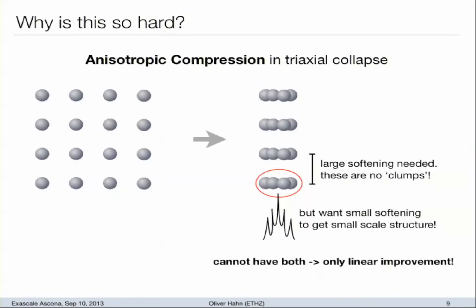Right? So the origin of this is of course that you have an anisotropic compression. You can collapse along three dimensions. So assume you have a particle lattice, you compress it along one dimension. Now you increase the density here, but not along this dimension. And now any little perturbation here will lead to this forming clumps, right? And so what you should be doing is soften the force on this scale, but then you only get a linear improvement by having eight times more particles. Meaning once you go into halos and so on, that's not what you want.